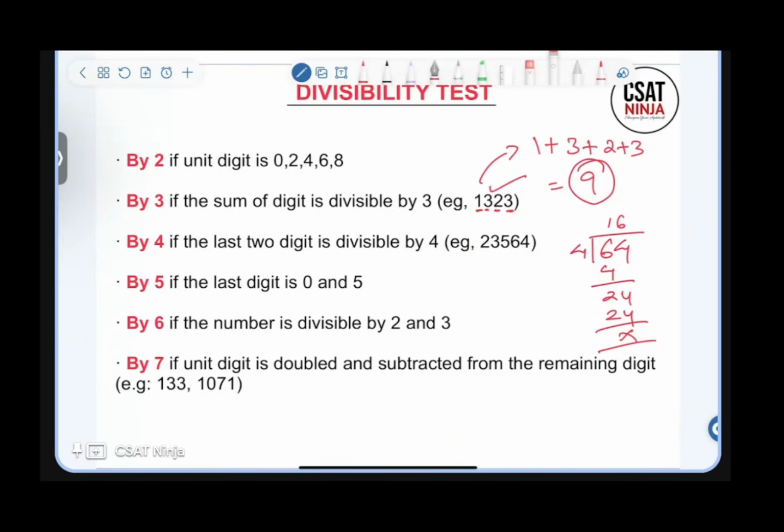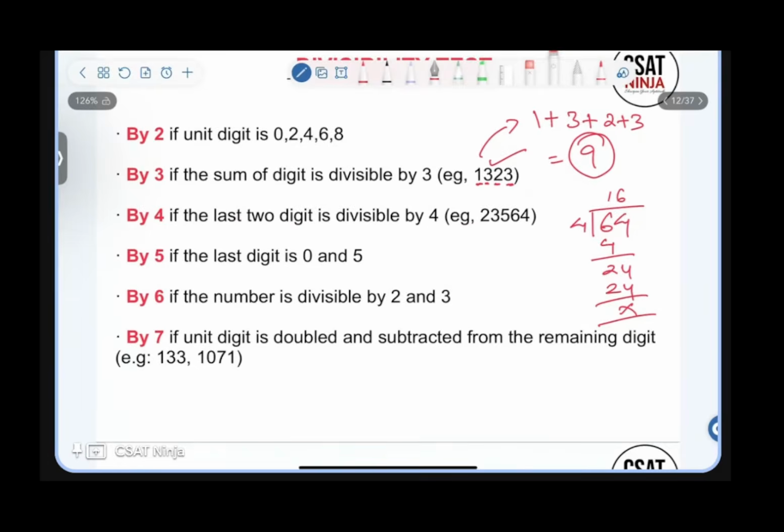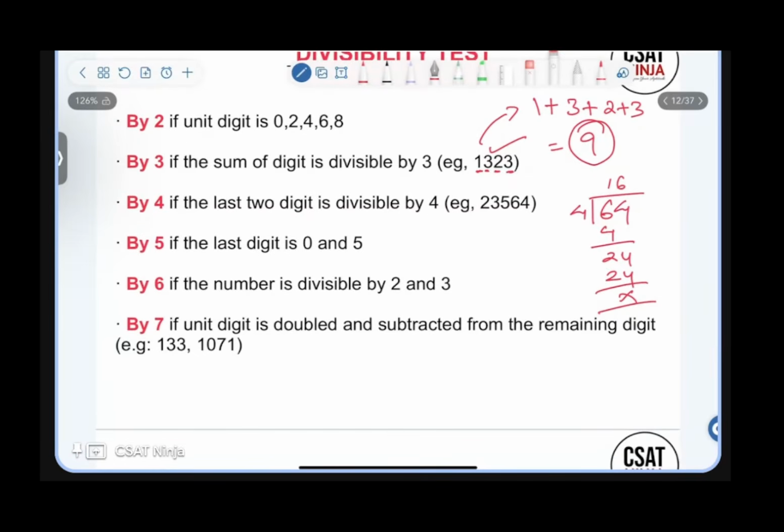Next is by 5. By 5 means if a number is ending by 0 and 5, I don't need to teach there. If a number is ending by 0 and 5, that means the number is divisible by 5.